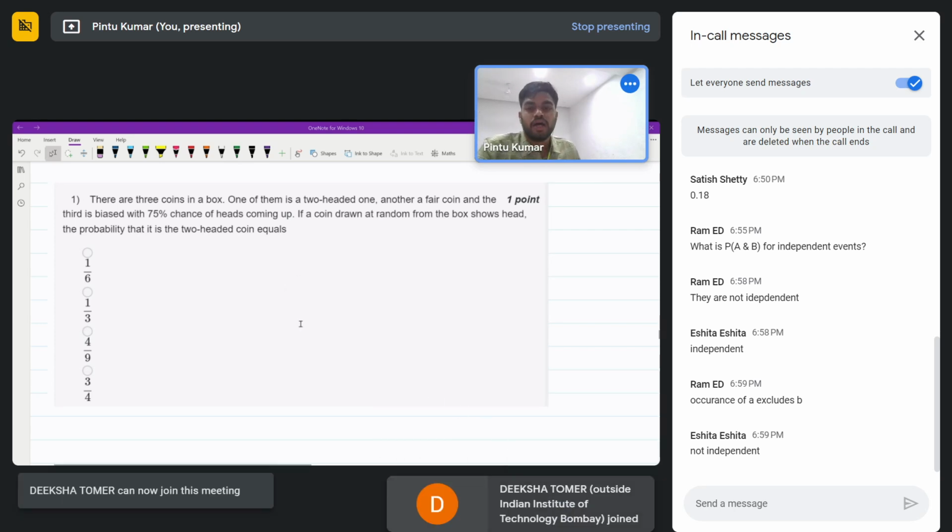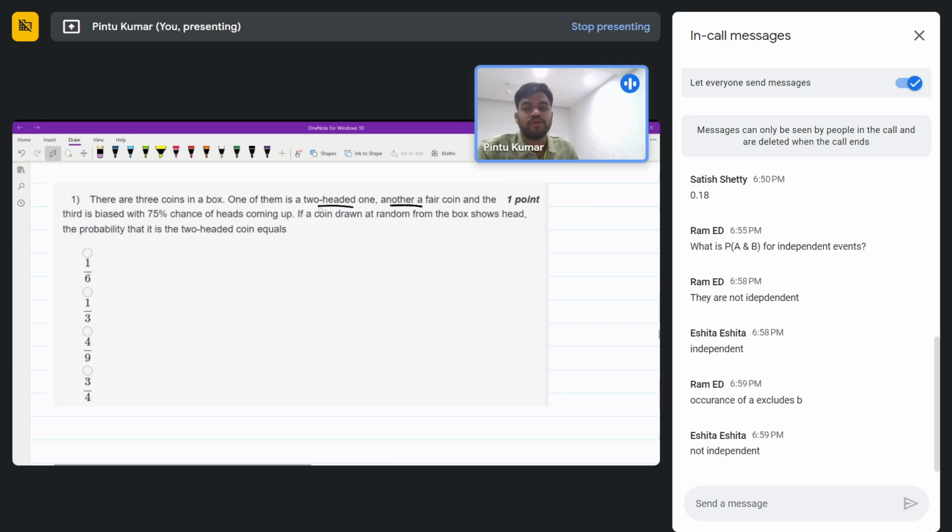Okay. And another coin is a fair one. So the first coin was a two-headed coin, the second coin is a fair coin, and the third coin is a biased coin. There are 75% chances of head coming up. So for coin 1, we have two heads. Coin 2 is a fair one, so 50-50% chance. And coin 3 has 75% chance of head and 25% chance of tail.